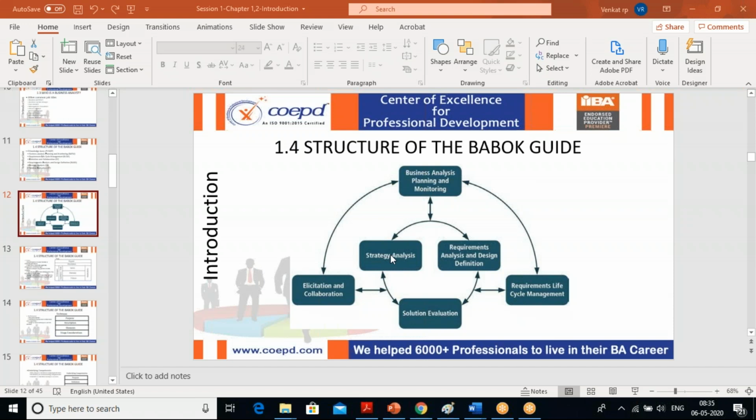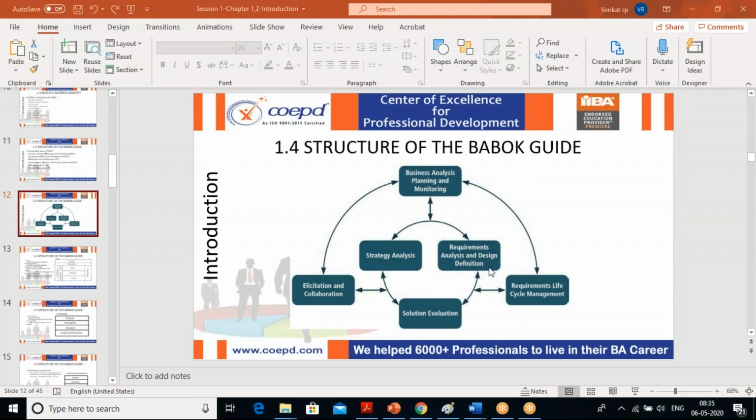What is the current state of the particular project, and we have to define the future state, and we have to define how we are moving from the current state to the future state, the transition, how it is going to happen, and what solutions are required. In strategy analysis we are going to understand this, and it is very much specific to the project or the initiative. And then it is requirements analysis and design definition.